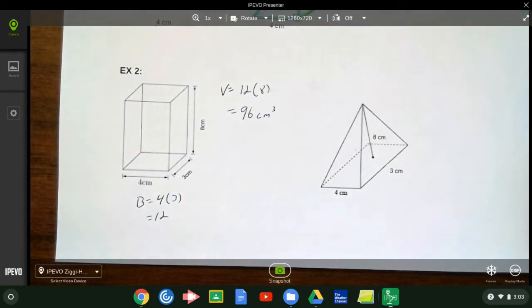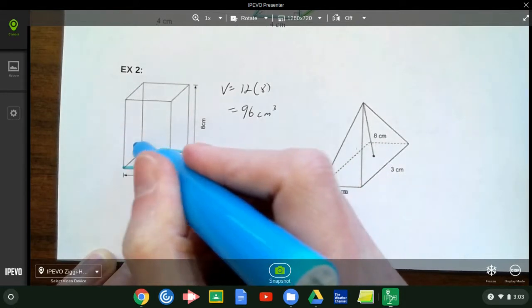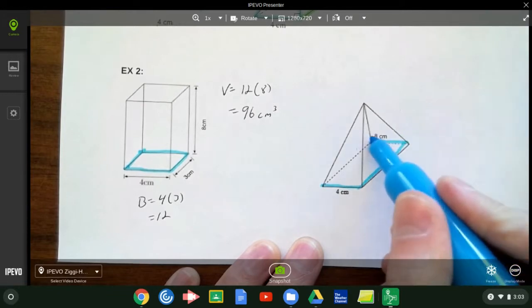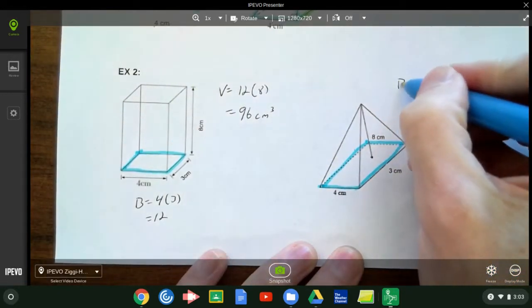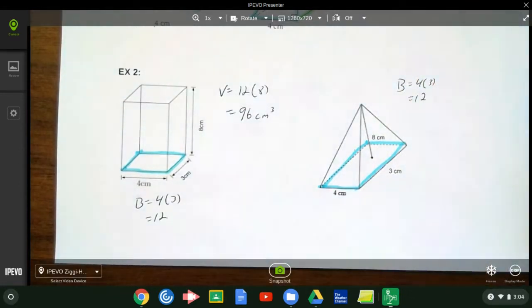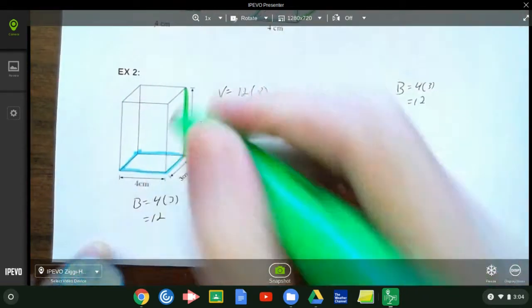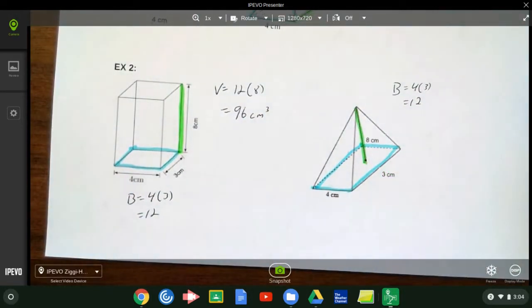Now notice that the base of this is this 4 times 3, which is also the same as the base, 4 times 3. So the area of this base is also 12. The height of this figure was 8 centimeters, and the height of this is 8 centimeters. Remember, that's a height on the inside.